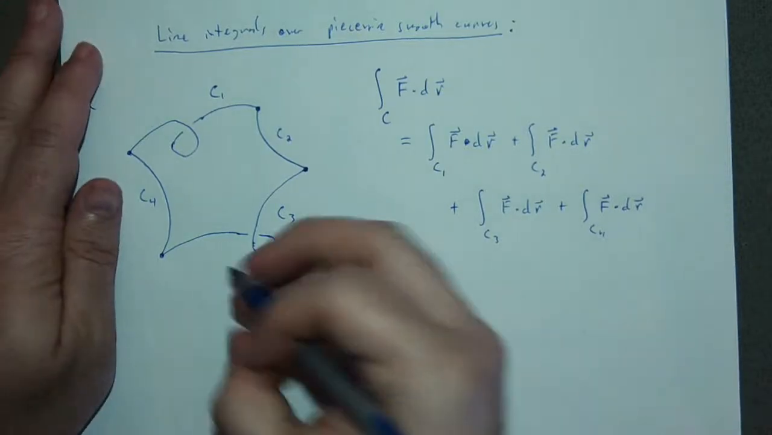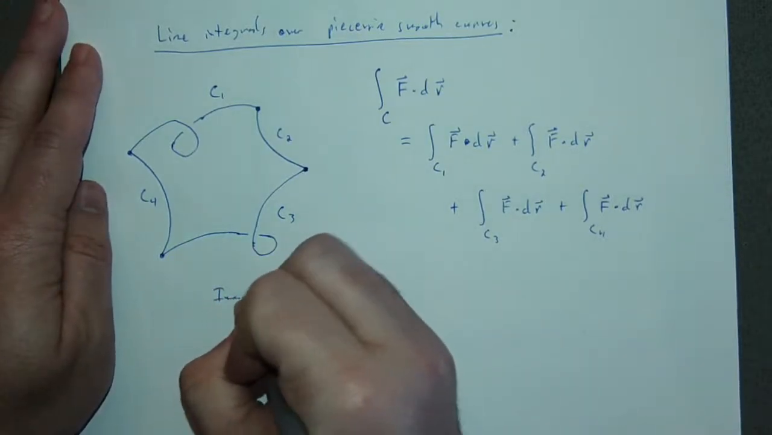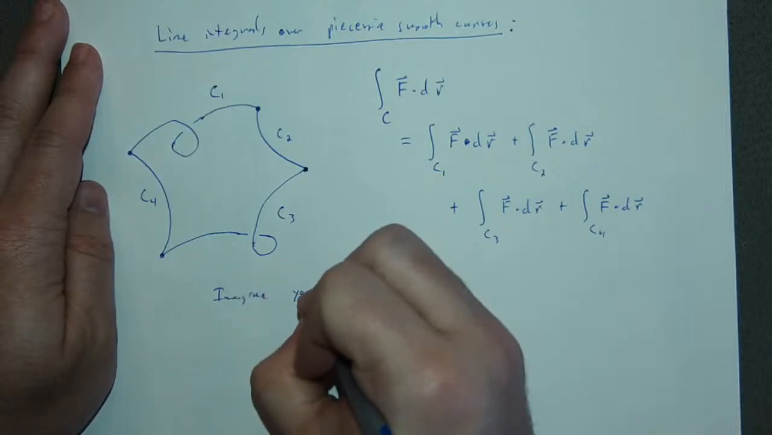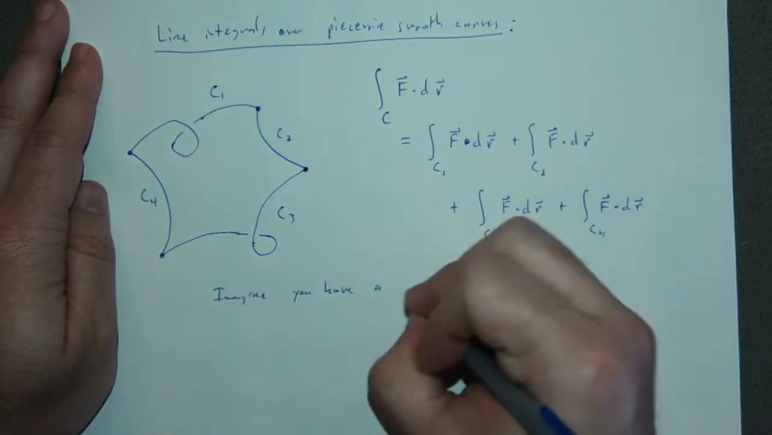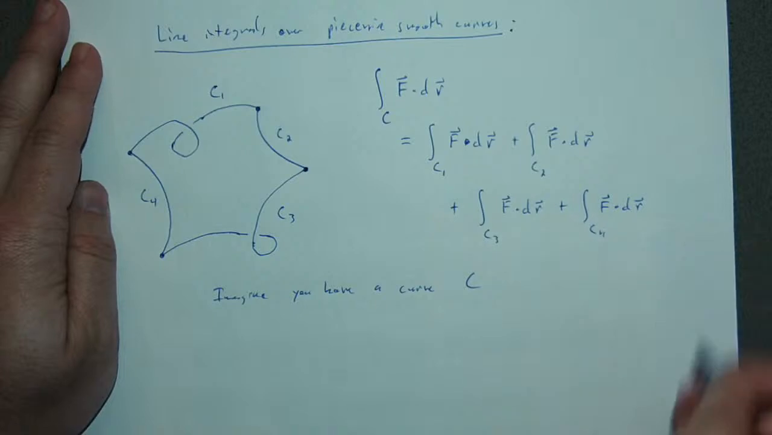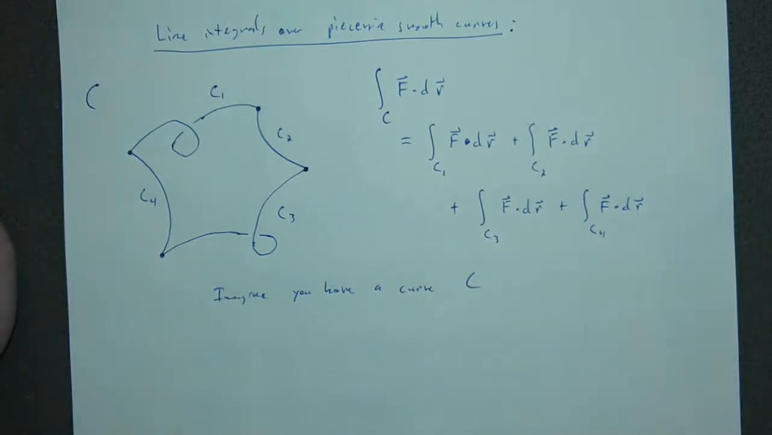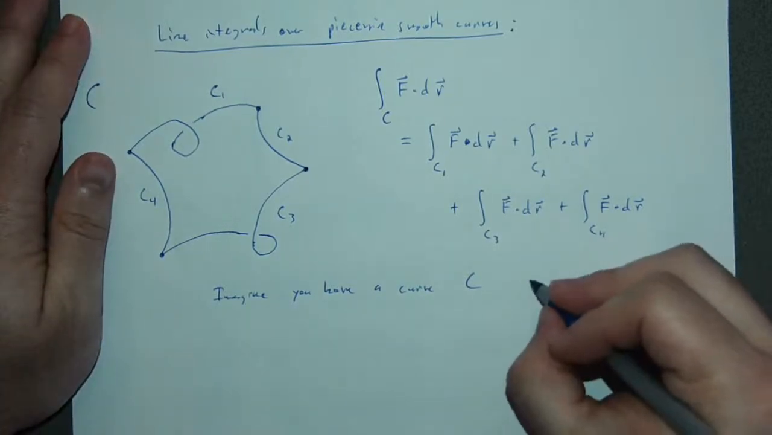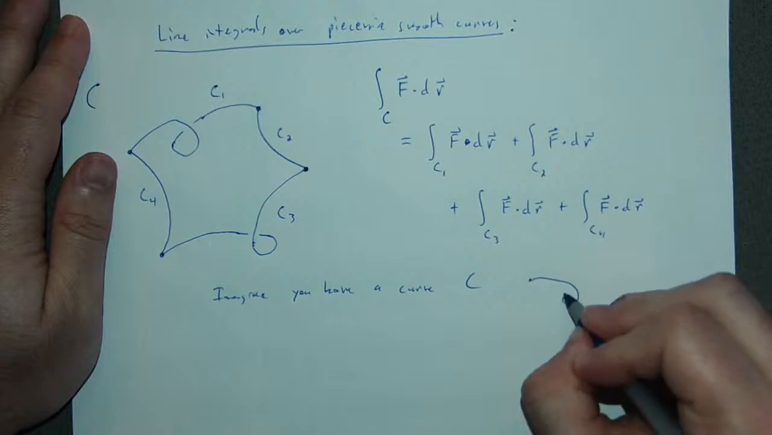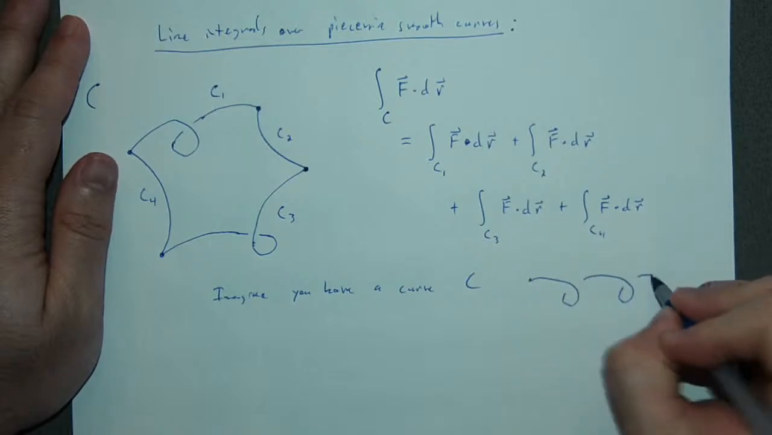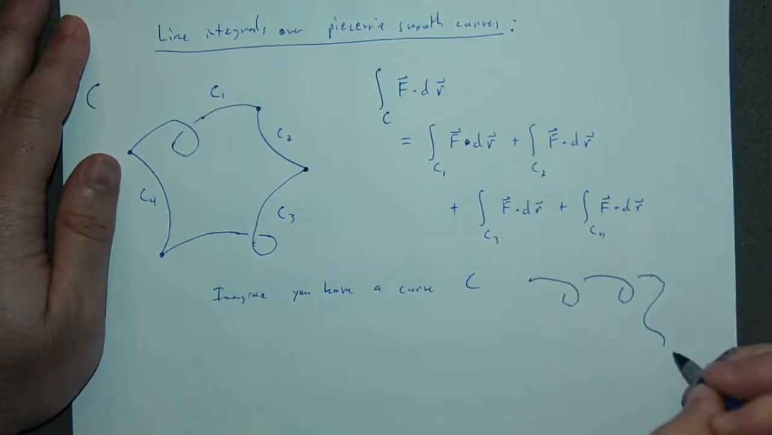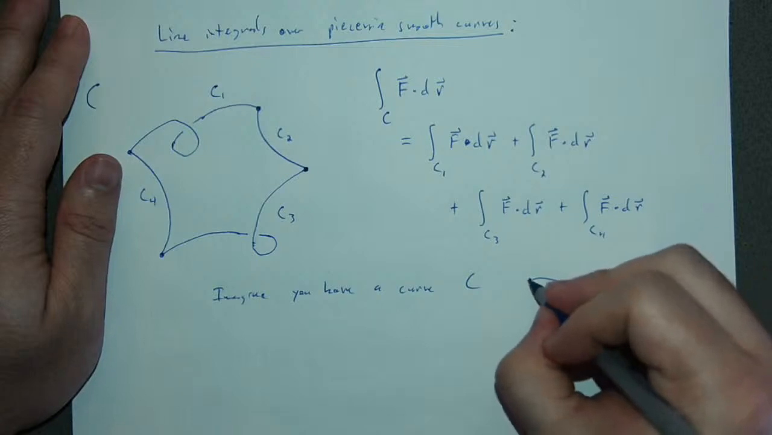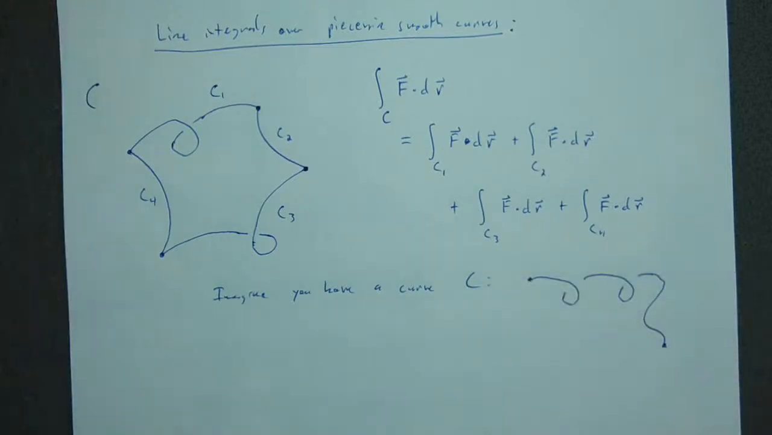Imagine you have a curve, C. And the curve itself is not too nasty looking. Maybe the curve does a couple of loops like this, and then does something like that. Okay, so here's your curve C. Now you might look at that and say, well, that's not too bad. It's not something that I can just look at and give a nice parameterization for.